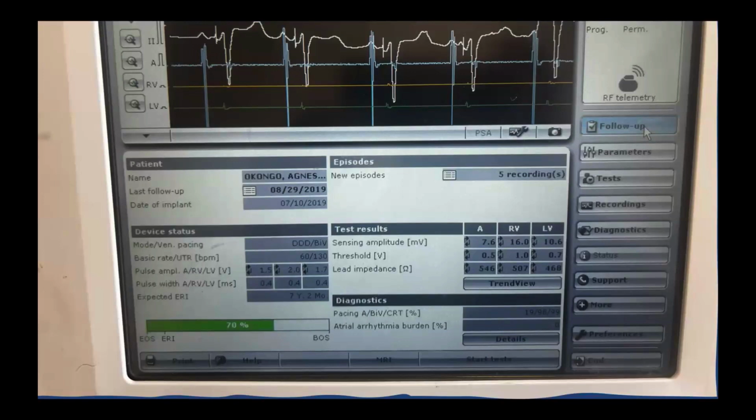And if you can just have a look, this is a patient who's got a CRT device. If you look at the top, there's a variety of pieces of information that are actually being provided. If I can just get my pointer to appear.